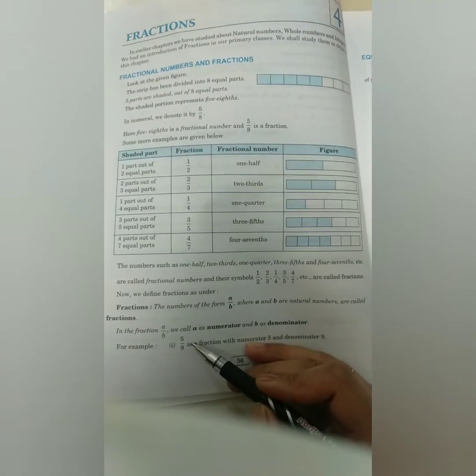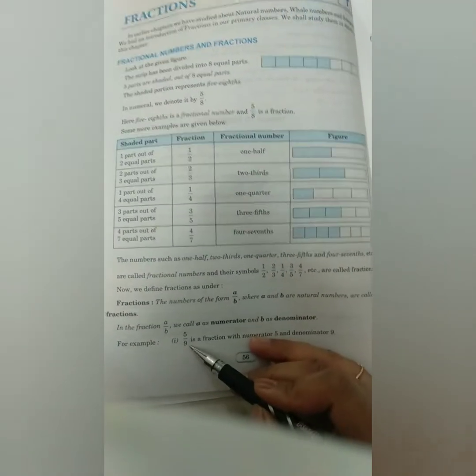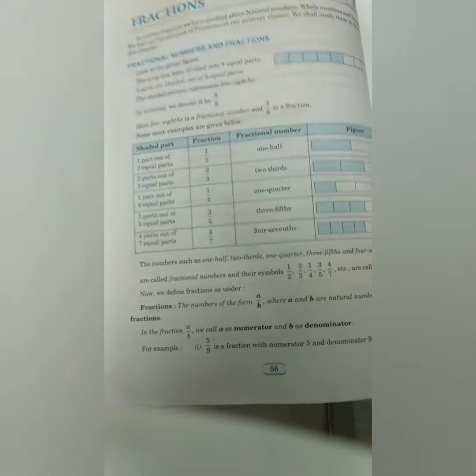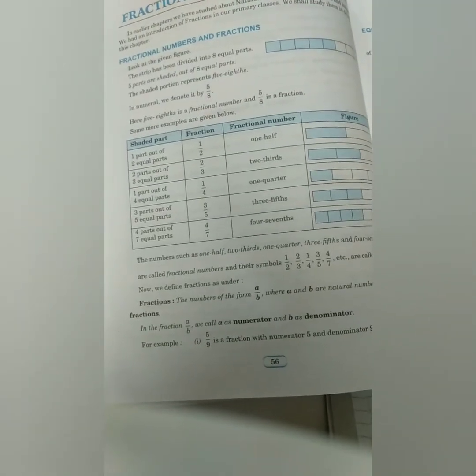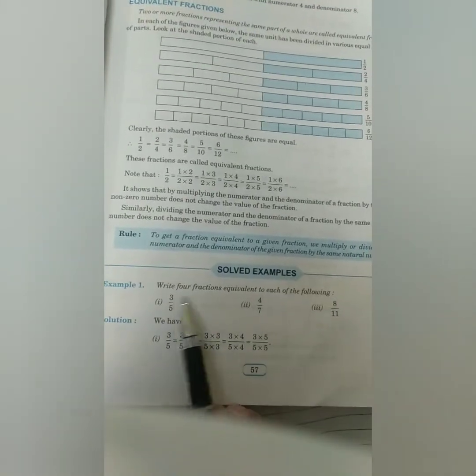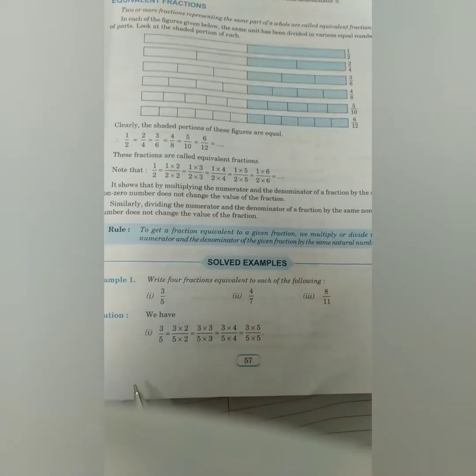So when the question comes in this way, 5/9, tell me which is the numerator and which is the denominator. So you are going to say that 5 is the numerator and 9 is the denominator. Let's see the next set of questions, that is, write 4 fractions equivalent to each of the following. The first one was 3/5.